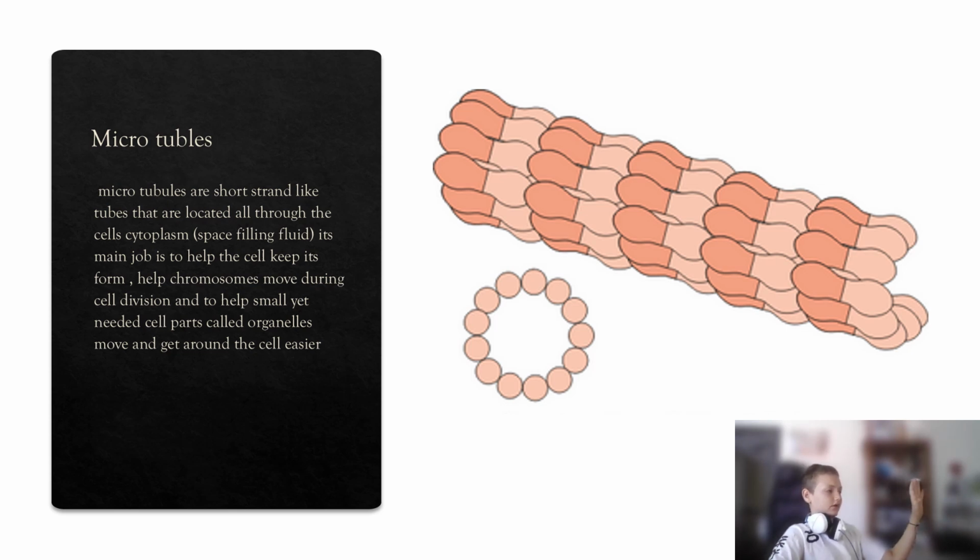They are like long strand fans, and it helps chromosomes move around during cell division, and helps smaller yet needed cell parts called organelles, which are the organs of the cell, also mentioned earlier, move around and get around the cell easier. So they're kind of like, if you're walking up a tall mountain, you're going to grab on a rope to help you pull up or pull around.